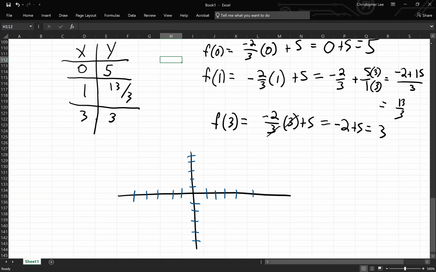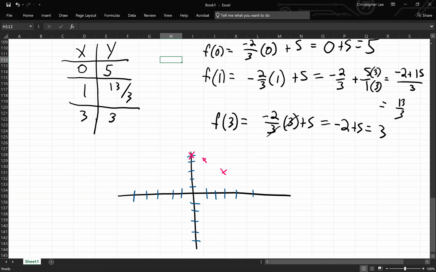So I have 0, 5. I come across 0 and go up to 5. So 1, 2, 3, 4, 5. I'm right here at the top. My next one is 1 and 13 over 3. So I go to 1, then I go to 13 over 3, which is like 4 and change, somewhere right here. The last one is 3, 3. So I go across to 3, up to 3.